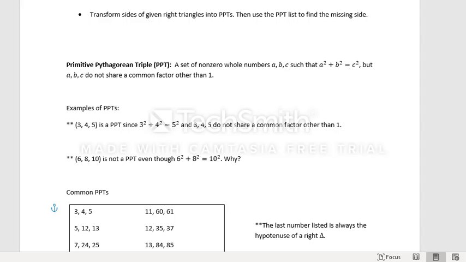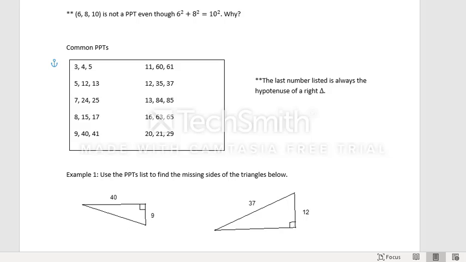All right, so our list of common PPTs is here. The key thing to note: the last number listed is always the hypotenuse. On your assignment, I did put a copy of this list so that you have it for quick reference. All right, example 1.